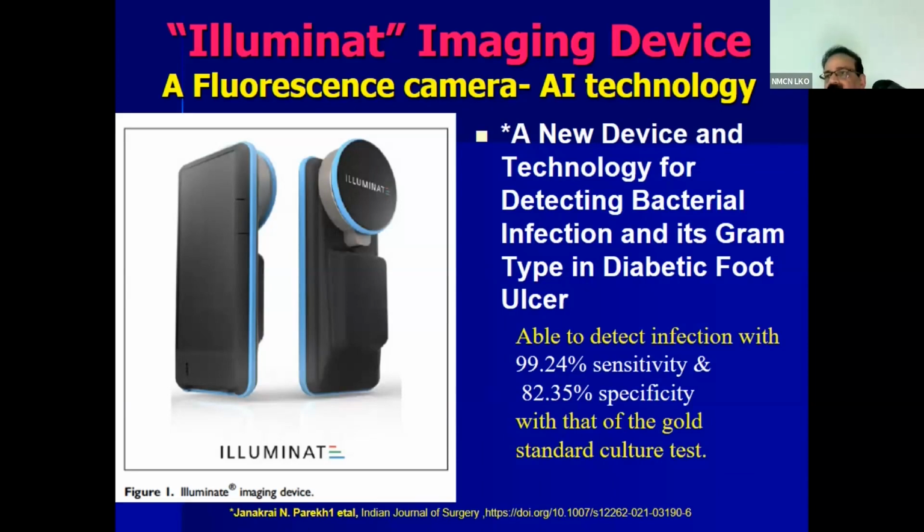And then Diabetic Foot India has also introduced a new fluorescence camera which works with AI technology, that is artificial intelligence technology. It comes by the name of Illuminate imaging device. It is a new device and technology for detecting bacterial infection and its gram type in diabetic foot ulcer. With the camera, you can find out if there is gram negative or gram positive bacteria, and accordingly you can decide about the antibiotic. No doubt, you can't compare it with the standard culture sensitivity because you do not get sensitivity out of it. But in the trial, it has been shown that there is 99.24% sensitivity and 82.35% specificity compared with the gold standard culture test.